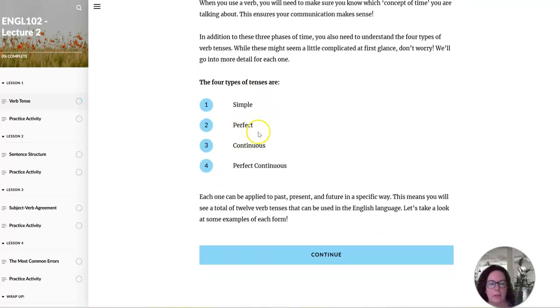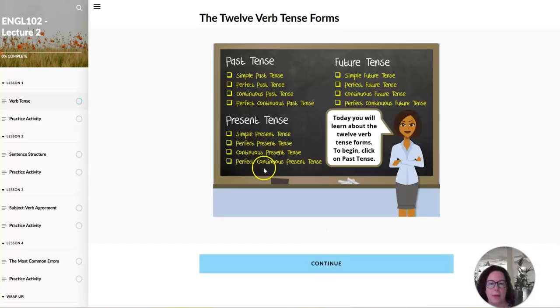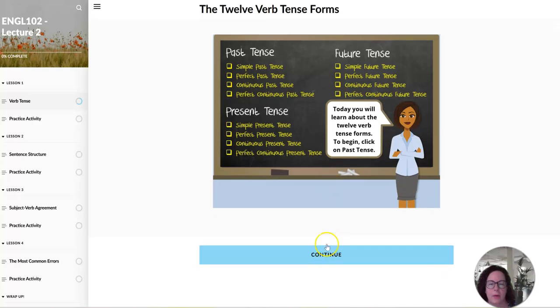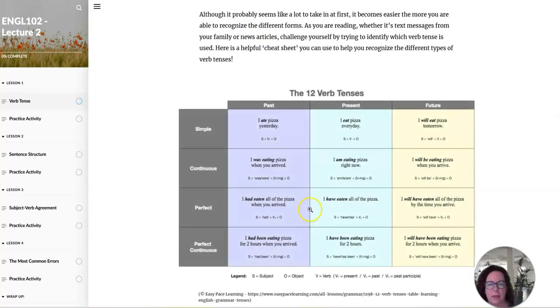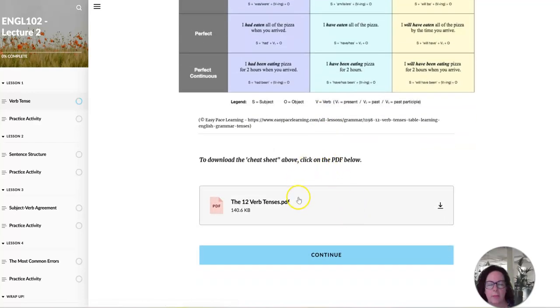And then there's the 4 different types of tenses. And then you just kind of keep continuing through this. Today you will learn about the 12 verb tense forms. Yeah, and then there's a little video to watch, so there's lots of interaction that you can do, and then there's always some activities. So you can see down here, so if you want to go back and review some of the things, you can say, oh, I want to go back to verb tense, I didn't understand that, so you can hit that, and it gives you the progress of what you've completed, and then there's always a practice activity.